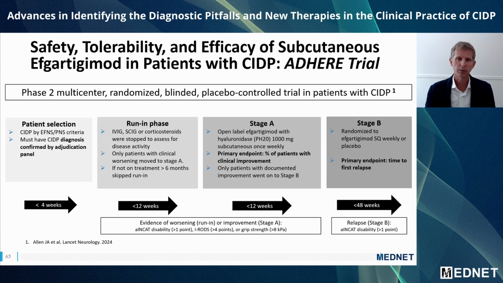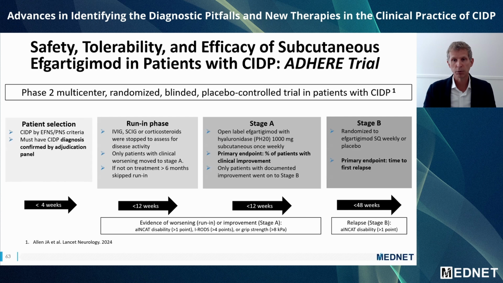During that run-in phase, patients had to show some evidence of deterioration. If they deteriorated, they were allowed to go to stage A. For stage A, patients were put open label on efgartigimod. The patients that got worse in the run-in were put open label in stage A. Then they had to show evidence of clinical improvement in stage A over a 12-week period.